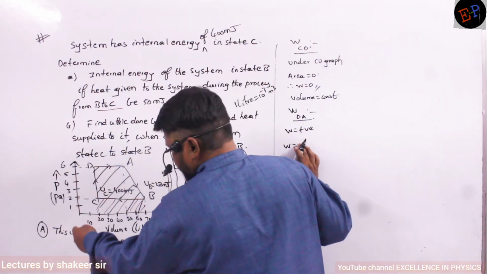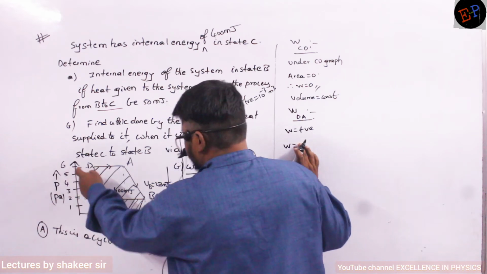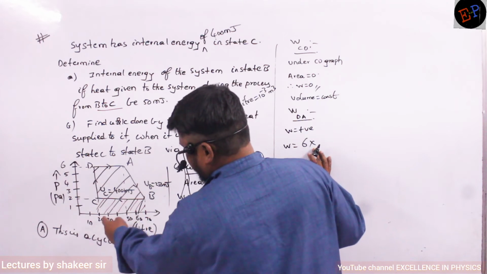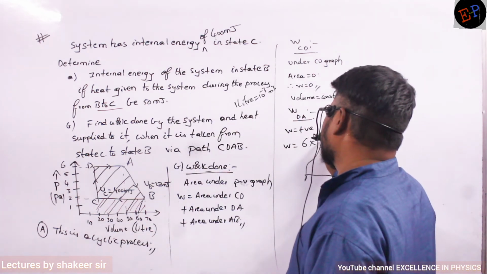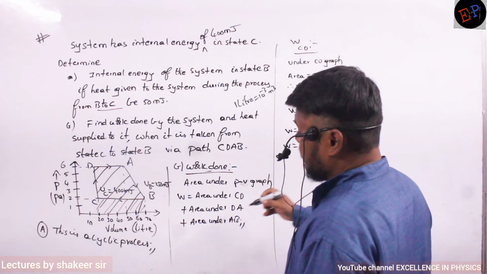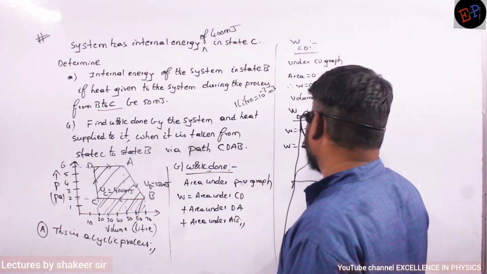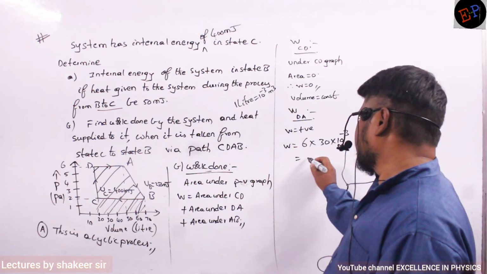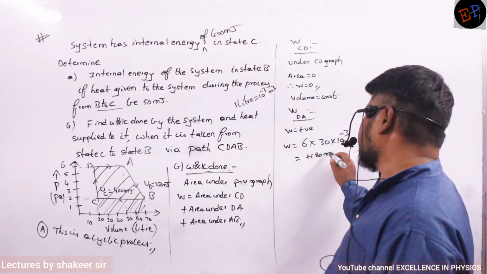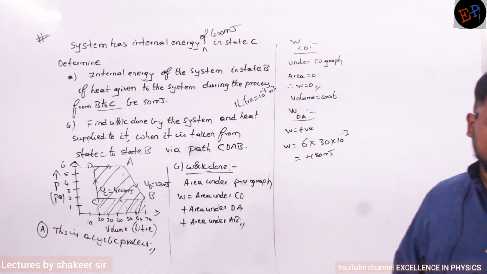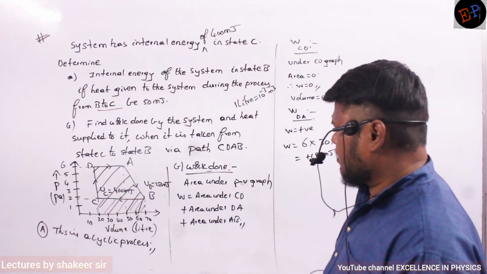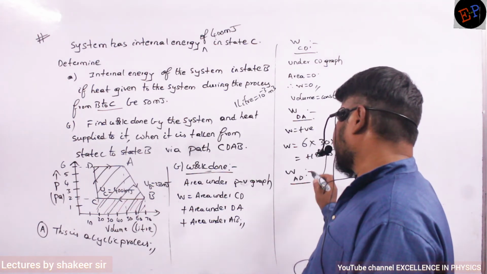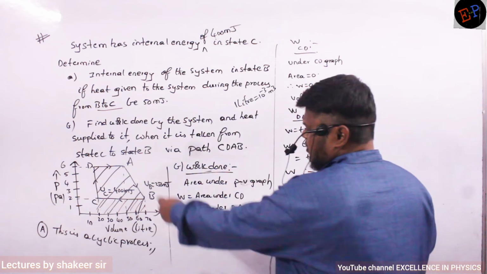Now see, this pressure is 6. Change in volume is 50 minus 20, so it is 30. 30 multiplied by 10 power minus 3, since it is in liters and I will convert into meter cube. Are you able to understand? I can write plus 180 millijoules of energy. That is the work done from A to D. So next I will calculate the area under the AB graph, the work done under the AB graph. Clear now? So is this work done positive or negative?